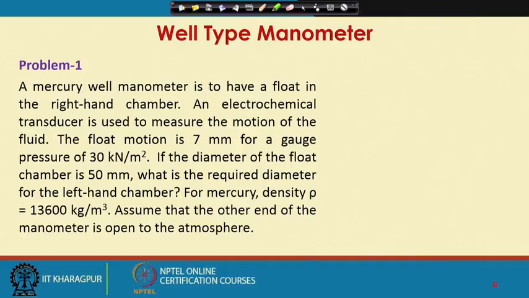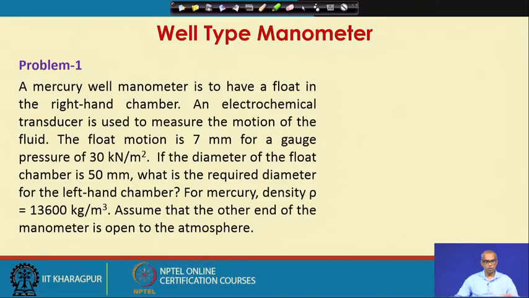Now, let us take a problem on well type manometer. A mercury well manometer is to have a float in the right hand chamber. An electromechanical transducer is used to measure the motion of the fluid. The float motion is 7 millimeter for a gauge pressure of 30 kilonewton per meter square. If the diameter of the float chamber is 50 millimeter, what is the required diameter for the left hand chamber? For mercury, density is equal to 13600 kg per meter cube. Assume that the other end of the manometer is open to the atmosphere.